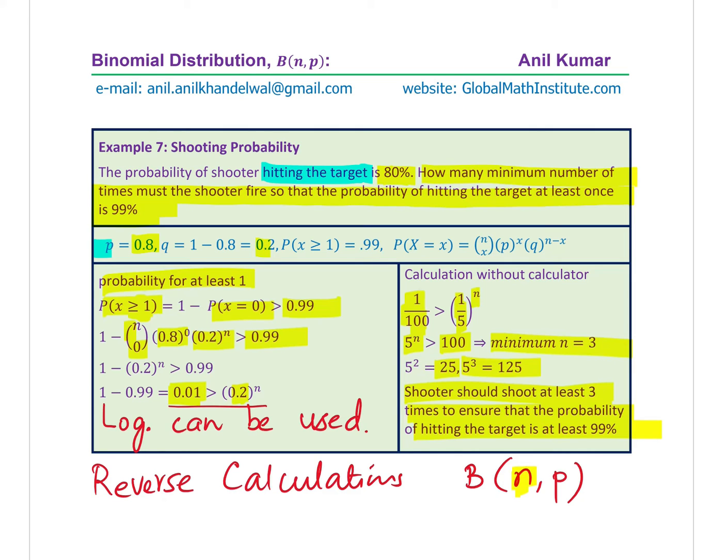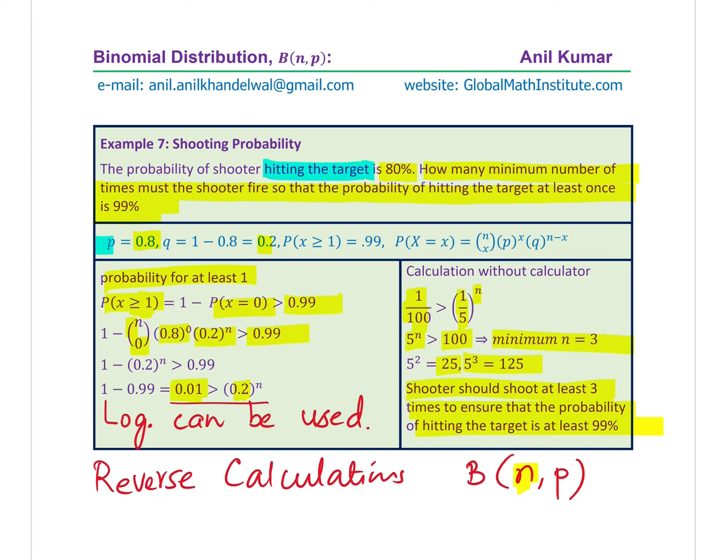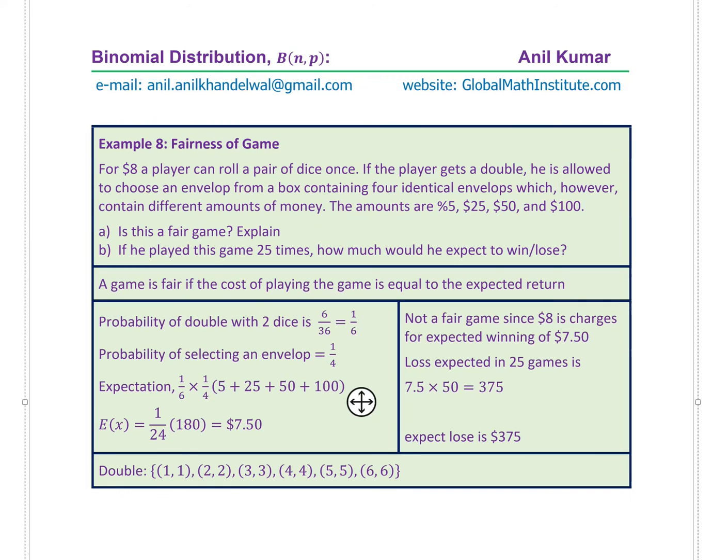So I hope that makes sense, right? So probability of shooting is, because that is how we could do. So then only you will get this value greater than the required 99%, correct? Now let's move on and take example 8, which is fairness of game.